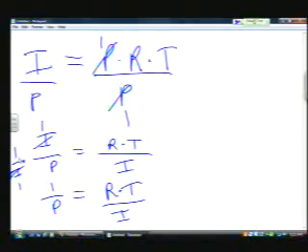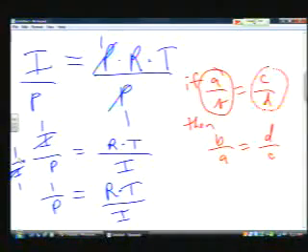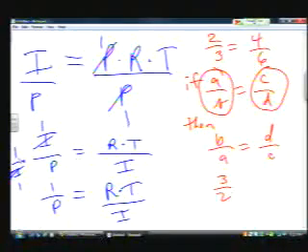Now we use a property. Here's a pretty cool property. If A over B equals C over D, then B over A is equal to D over C. All right? Let's put some numbers in here. If 2 over 3 equals 4 over 6, which is true, then 3 over 2 equals 6 over 4.